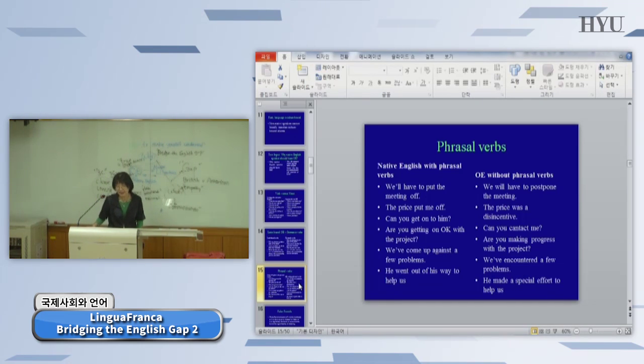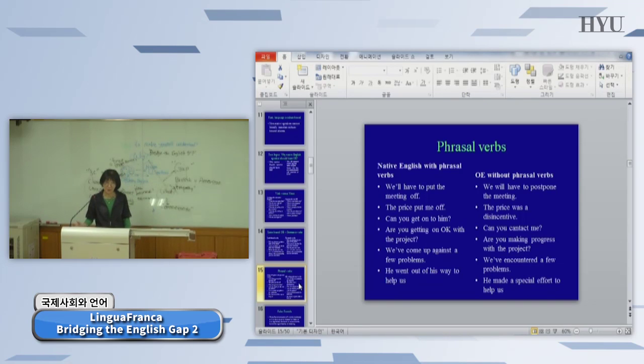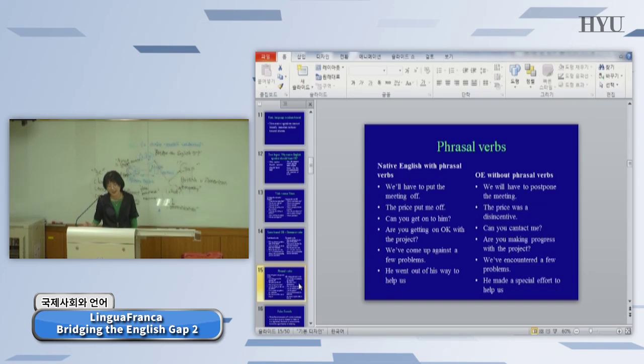"Can you get onto him?" It's difficult for non-native speakers to understand it. They would say, "can you contact him?" Or "are you getting on okay with the project?" Instead, "are you making progress with the project?" And "we've come up against a few problems" means we have encountered a few problems. And "he went out of his way to help us" means he made a special effort to help us.